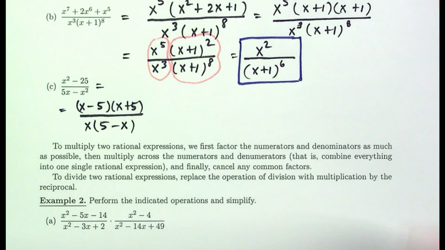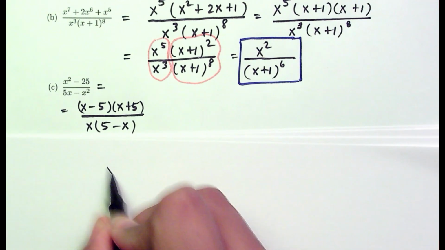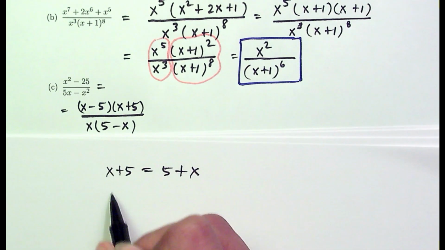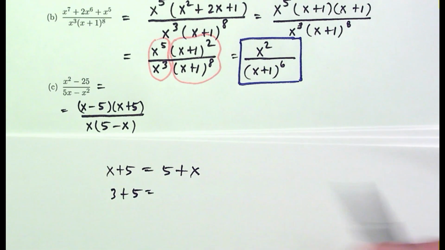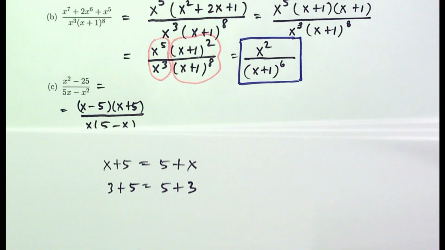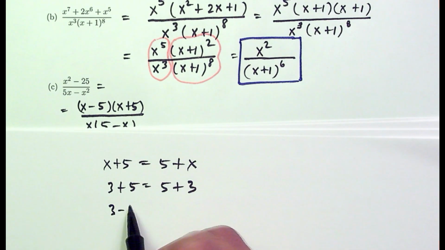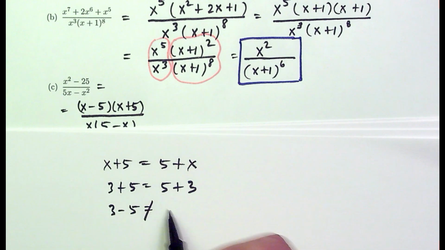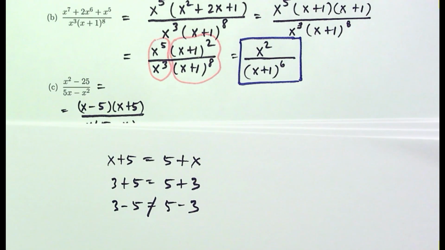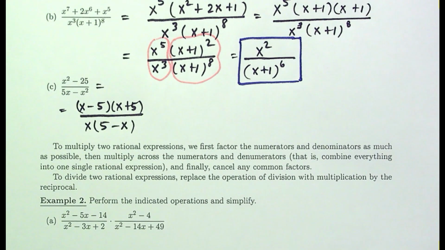Because x plus 5 really is the same as 5 plus x. For example, 3 plus 5 is the same thing as 5 plus 3. However, with a minus, that's not the case. 3 minus 5 is not the same as 5 minus 3. One is negative 2 and the other one is positive 2. So with a minus, it's not the same. If it was a plus, they would be the same. Okay, so since they're not the same, you cannot cancel them.